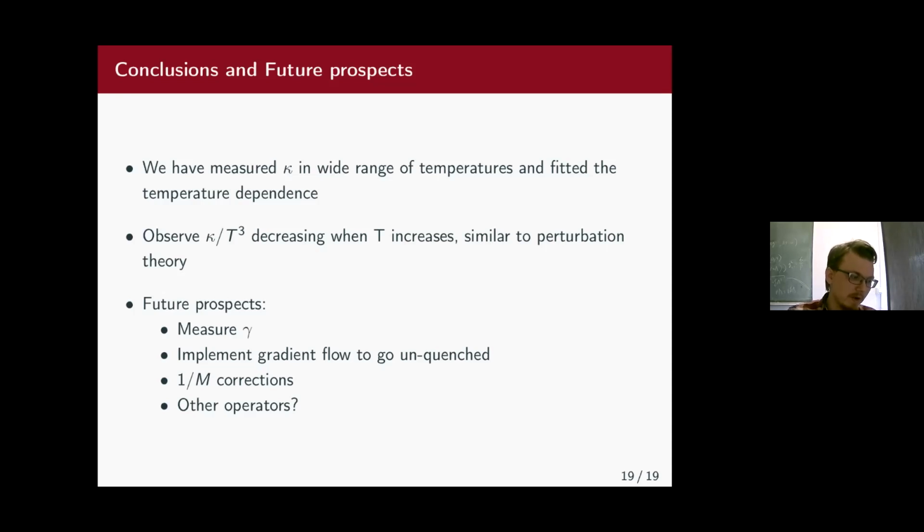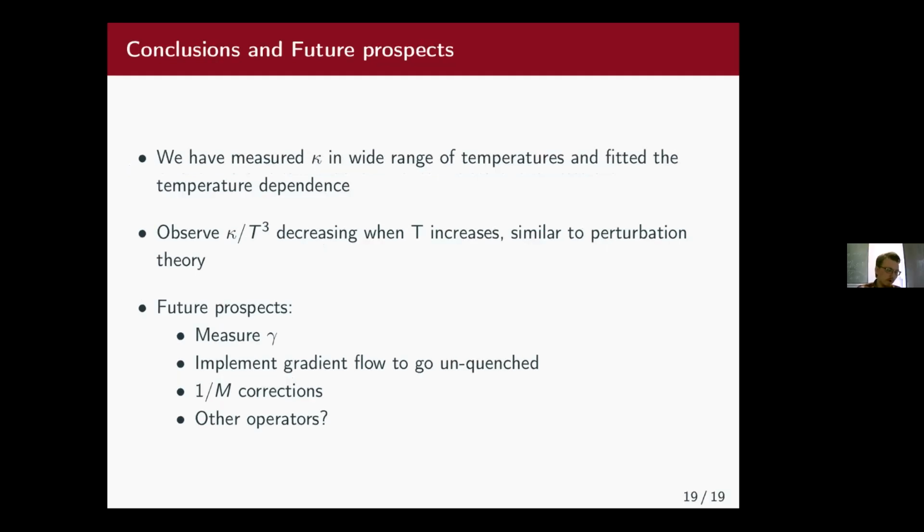Then there is a recent paper by Leino et al. about 1/m corrections, which we are looking into measuring. Those are given by chromomagnetic correlators. And then as a curiosity, we are also planning on extending to other operators, but those give different physics, of course.